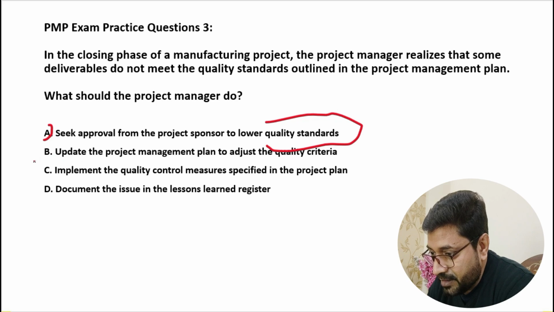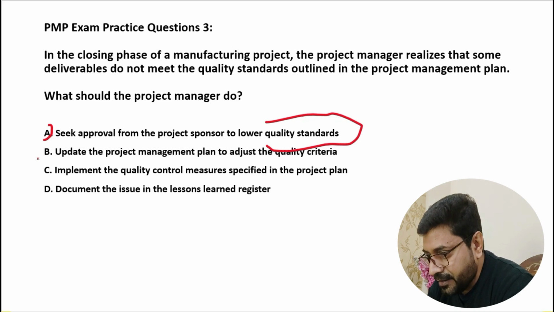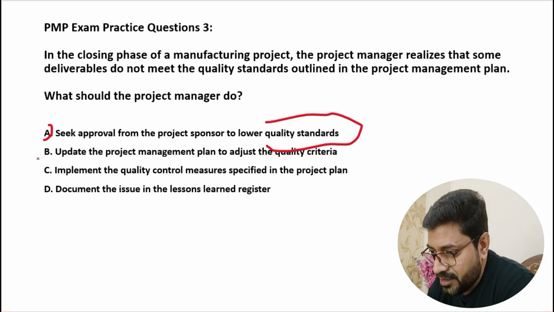Let's look at option B. Update the project management plan to adjust the quality criteria. Okay, in another form, it is talking about the same thing again. Whatever the quality standard of deliverables you have, it is asking you to modify the project management plan. Now, that is again not the right option. So let's not consider this option also.